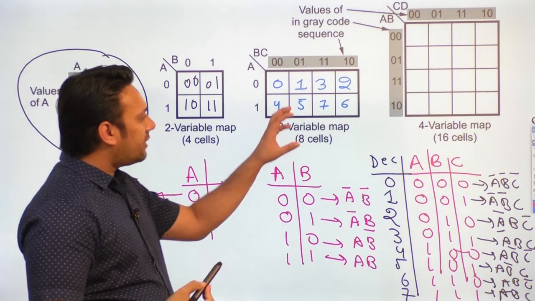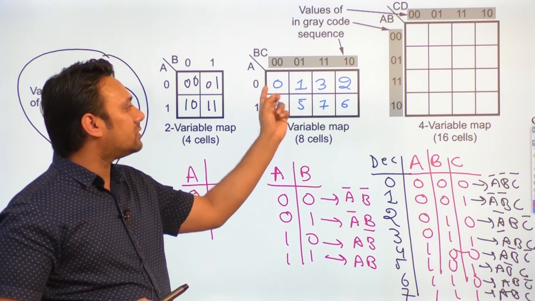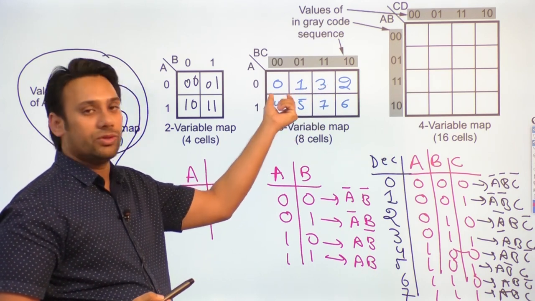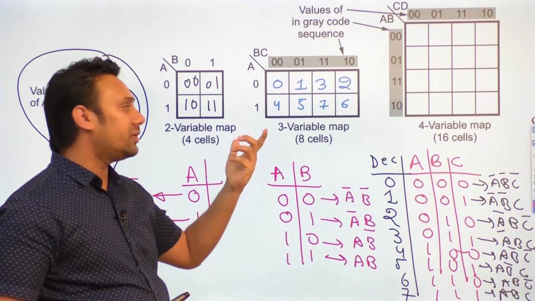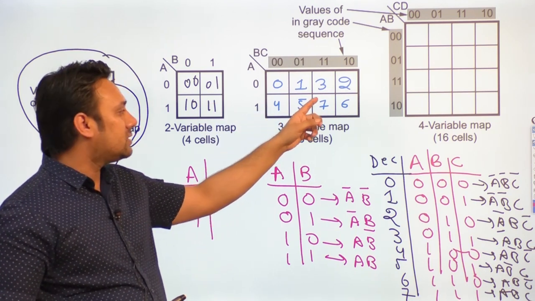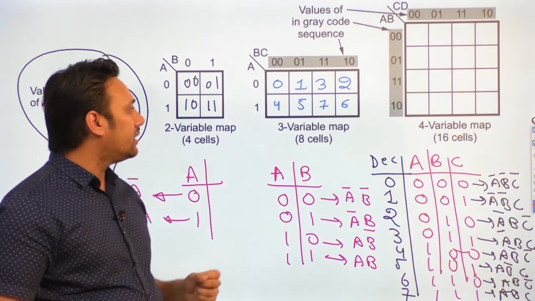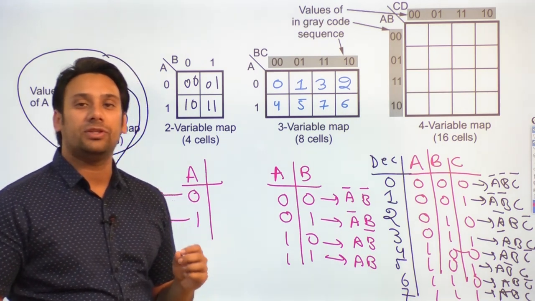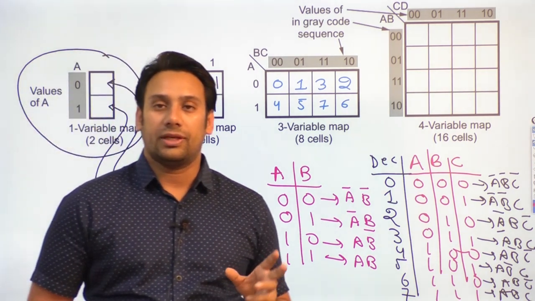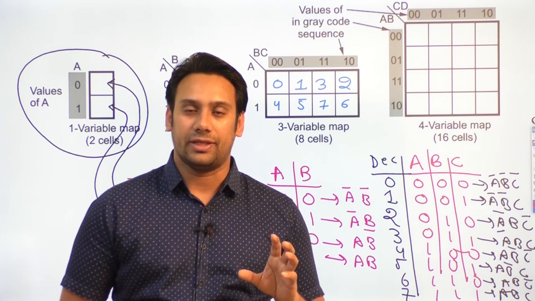Now why do I not have 0, 1, 2, 3, but instead 0, 1, 3, 2? Is tarike se kyun hai? And here also we have 4, 5, 7, 6. We do not have 6, 7. The reason is that the K-map uses gray code. Okay, gray code ka matlab kya?